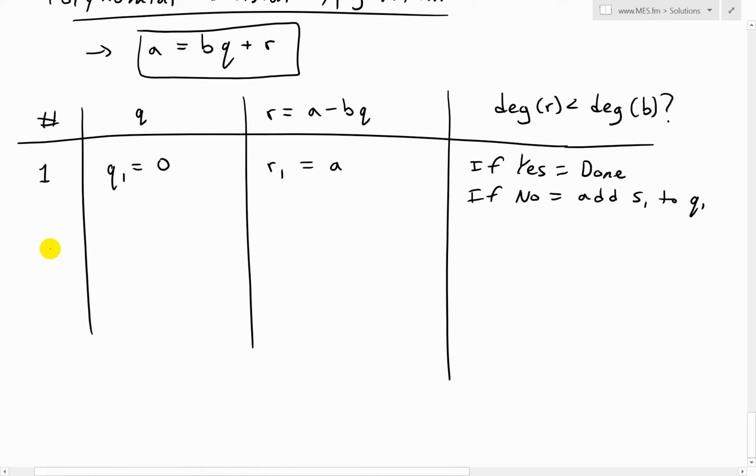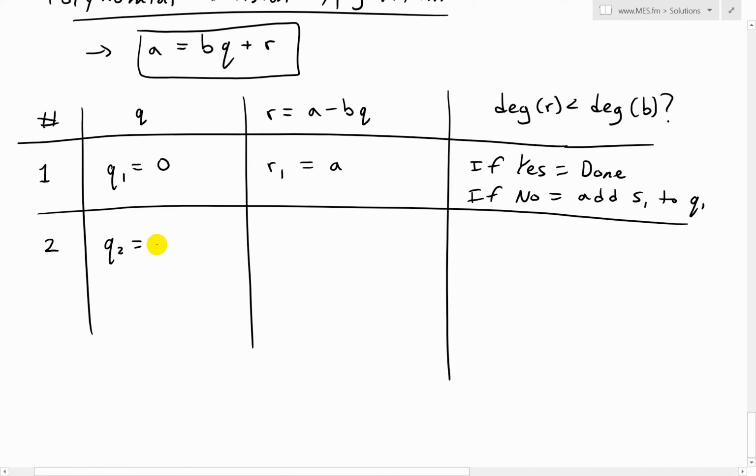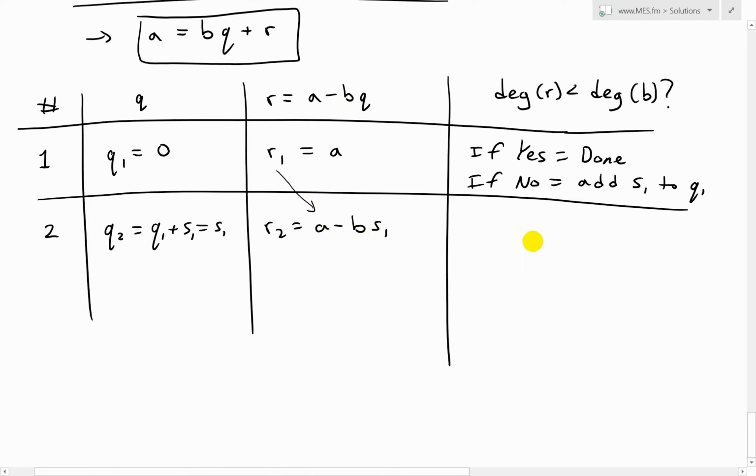So now we have the second row over here. Row number 2, we have Q2 equals Q1 plus the S1, a new value. Q1 is 0, so that's just equal to S1. R2 is going to be equal to, we'll plug this inside, so we have A minus BS1. A is just this over there, so this just equals R1 minus BS1.